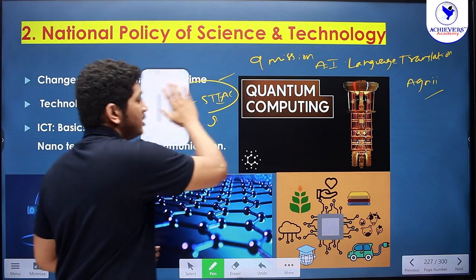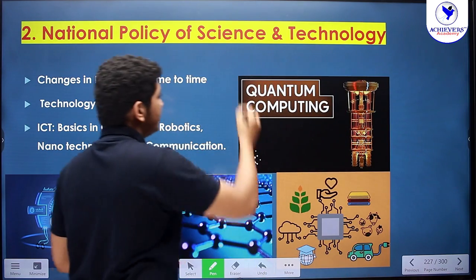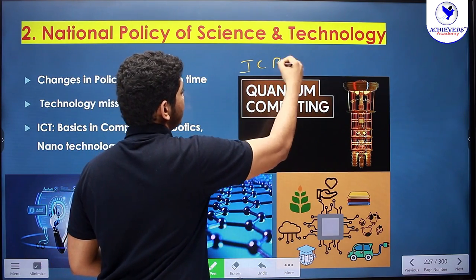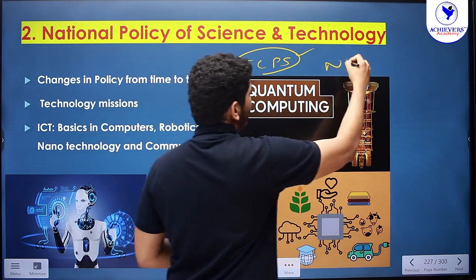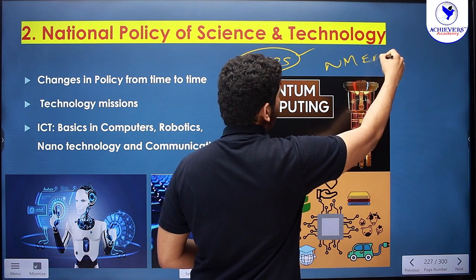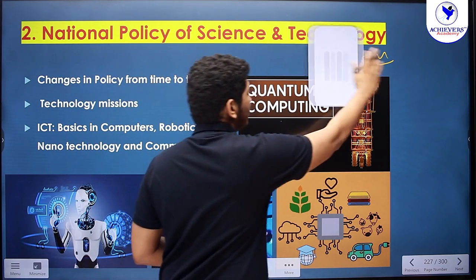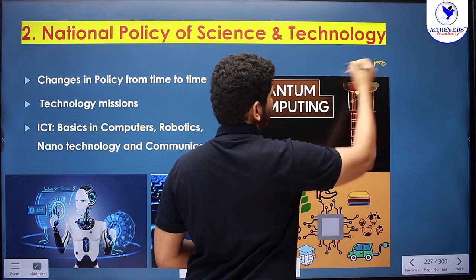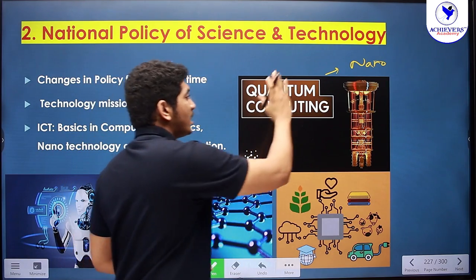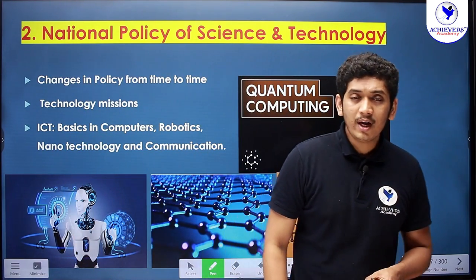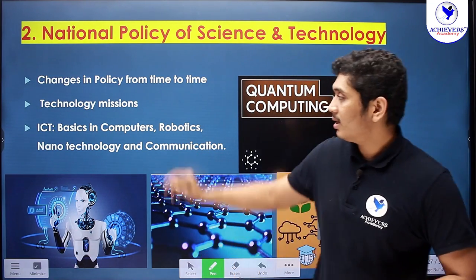Apart from these 9 missions, you'll also be learning about some other missions like integrated cyber physical system, national mission on electric mobility. Next, you will also learn about national mission on nanotechnology. So these are the various types of technology missions. You have seen national mission on quantum computing, isn't it? Those missions will be learned here.